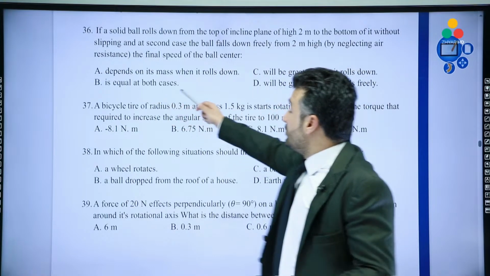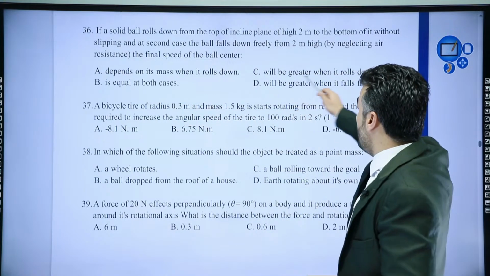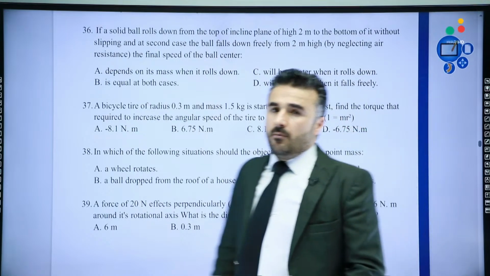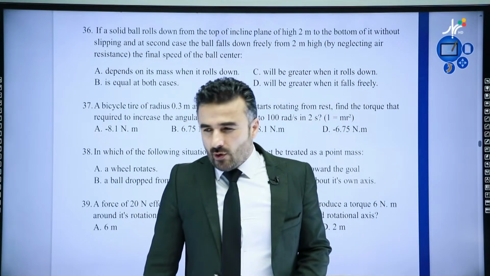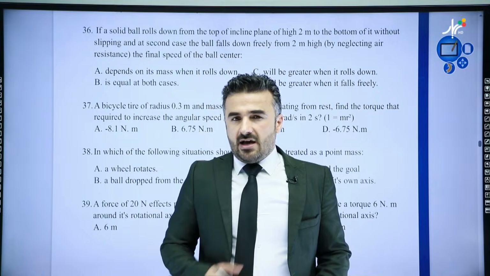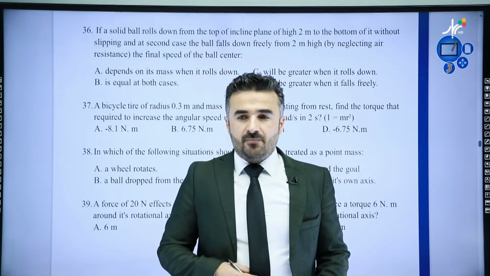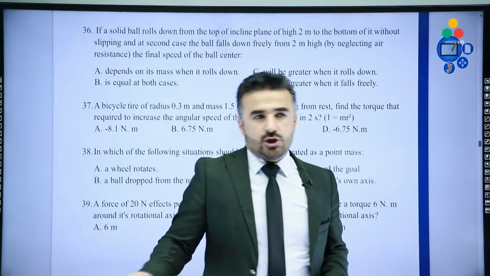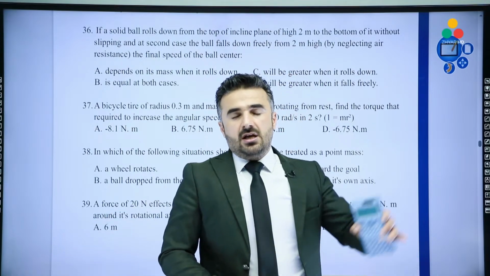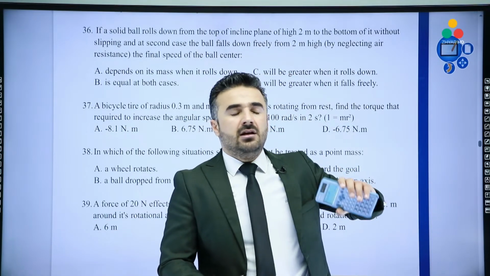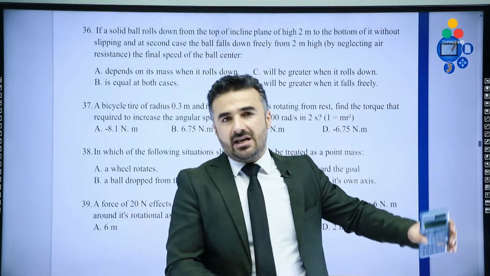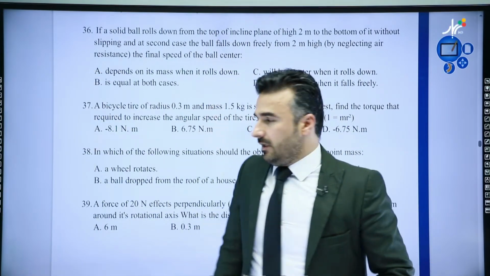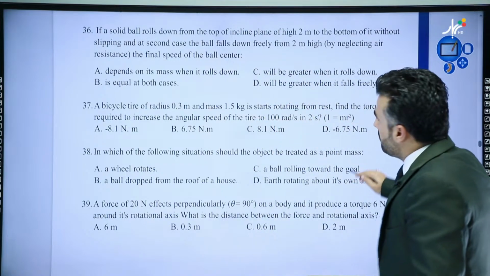B says it is equal in both cases. Not equal. It will be greater when it falls down. Why? Because when it rolls, part of the total energy will change to rolling energy, and of course we'll end up with less kinetic energy at the bottom compared to if it is just falling from the same height.